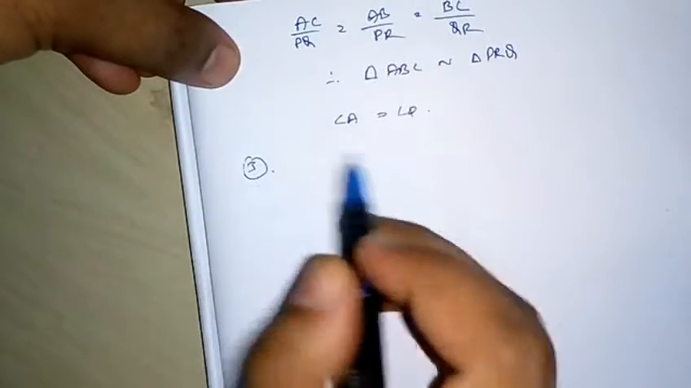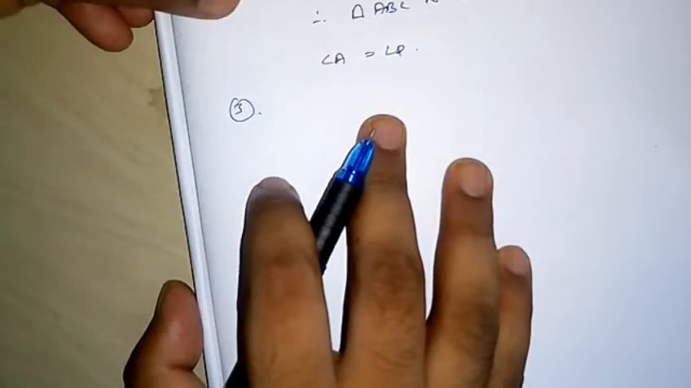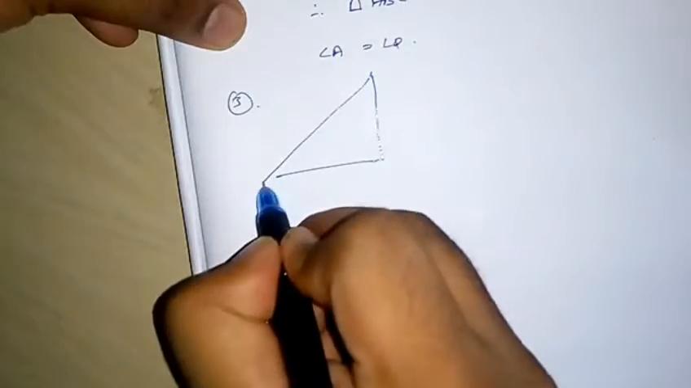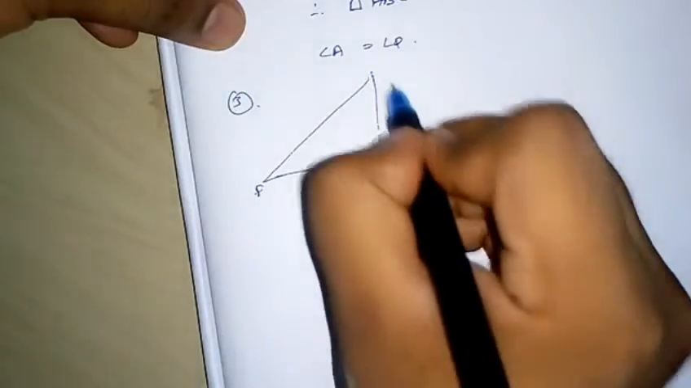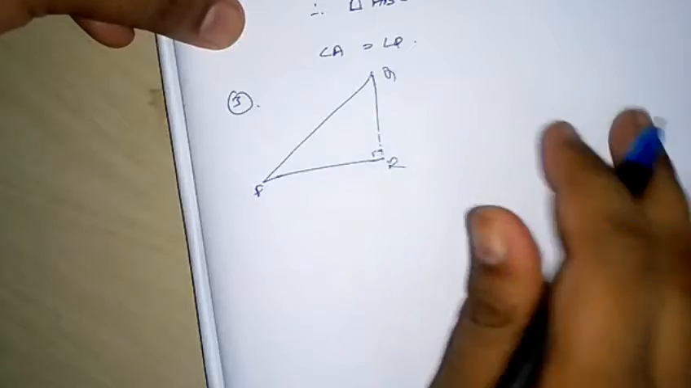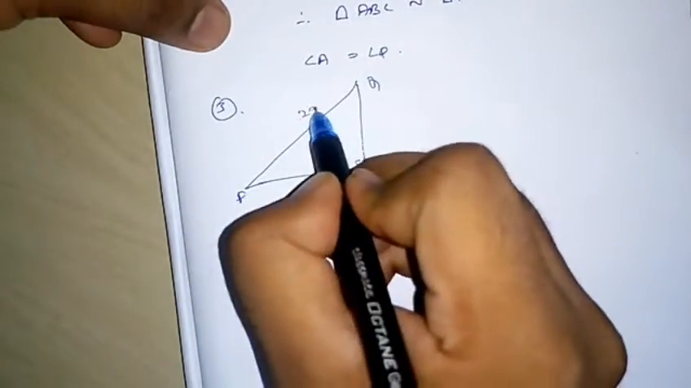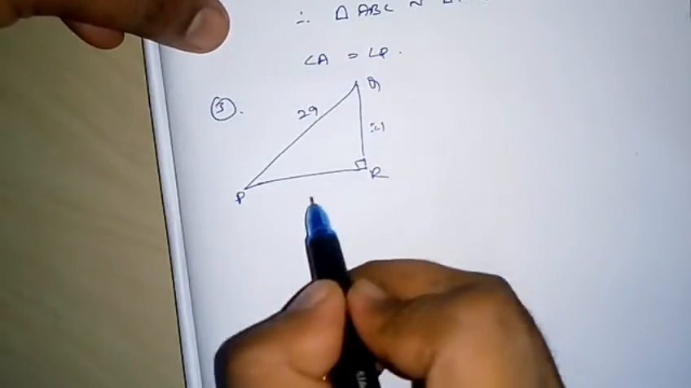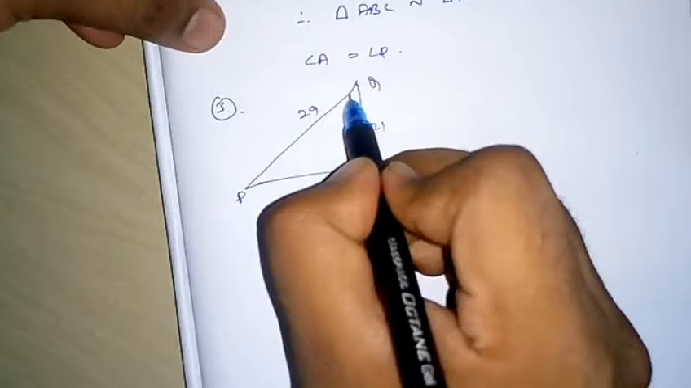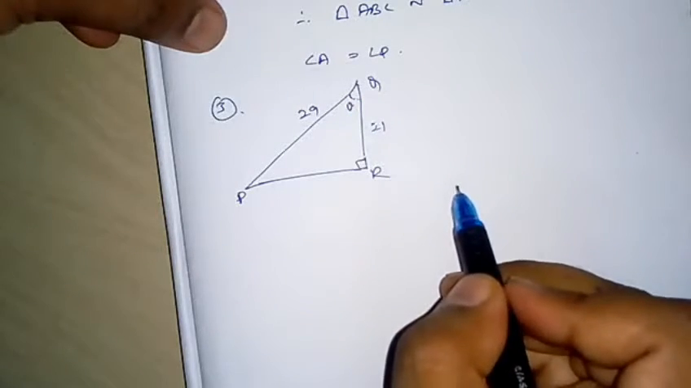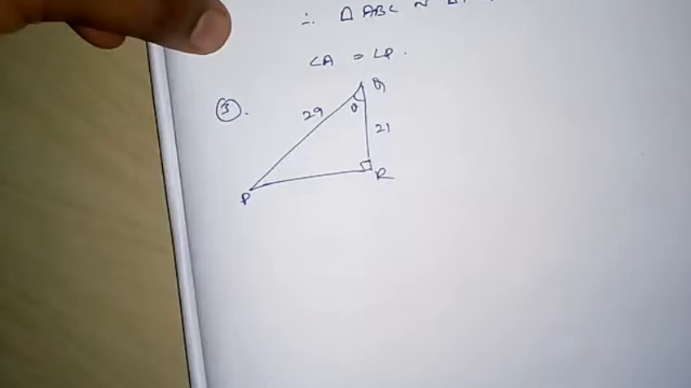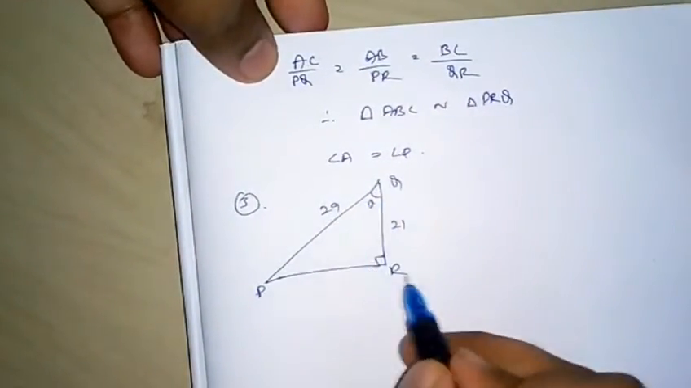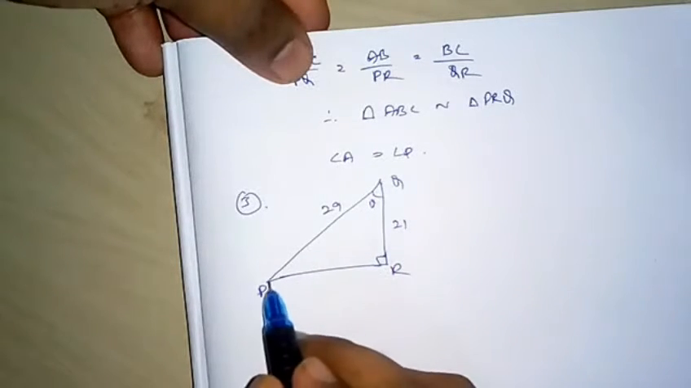So third example, consider triangle PQR, right angle at R, in which PQ is 29 units and QR is 21 units. Angle PQR is theta. Find the values of cos square theta plus sin square theta. So you are given PQ is equal to 29, QR is equal to 21. You have to find the length of PR.